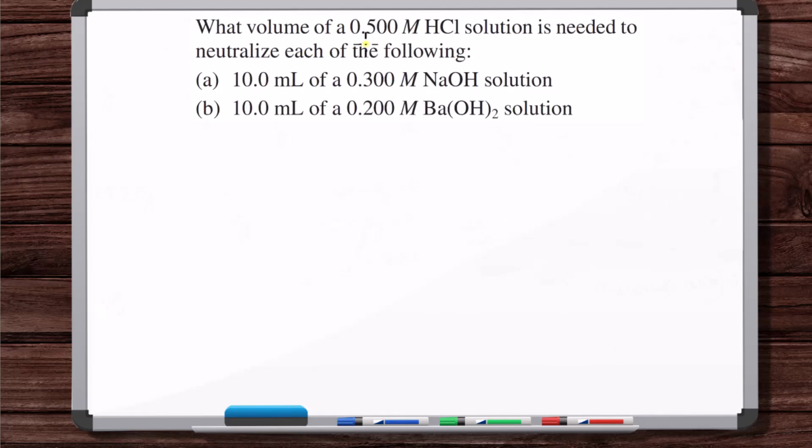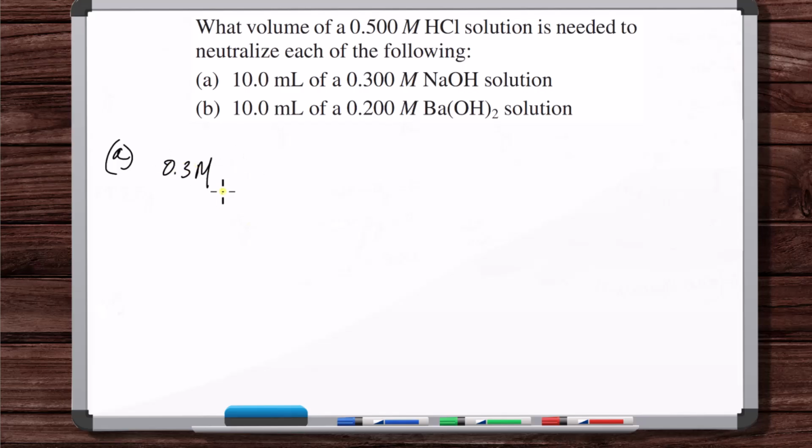What volume of a 0.5 molarity hydrochloric acid solution is needed to neutralize each of the following? Okay, so part A. Which of these is the standard solution, and which is the unknown solution? It really doesn't matter. We've got 10 milliliters of a 0.3 molarity sodium hydroxide solution, so we can get the number of moles of sodium hydroxide that were involved in the titration. That might suggest that this is the standard solution, but it might not be, the way they worded this. It kind of sounds like this is the standard solution, but it really doesn't matter.